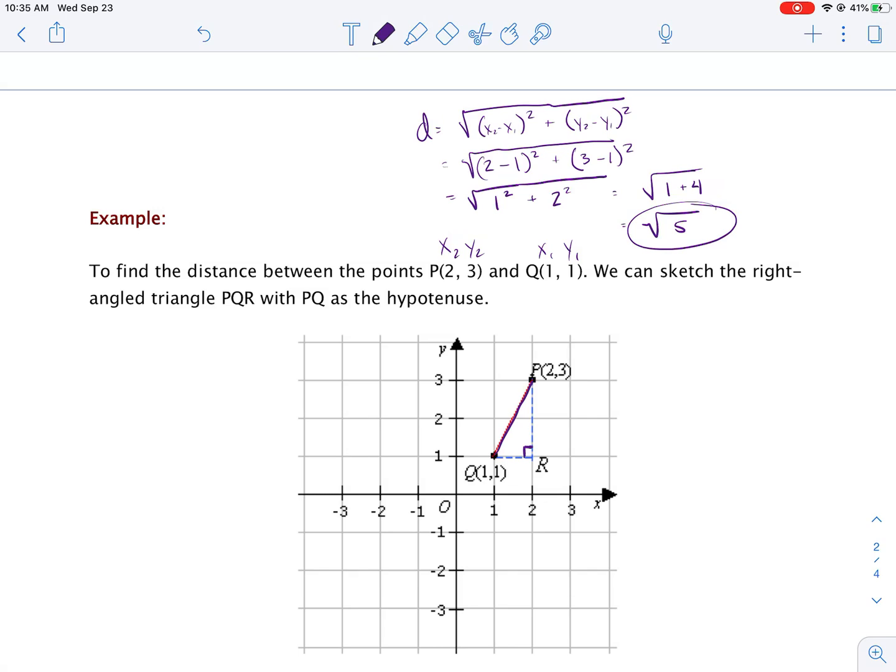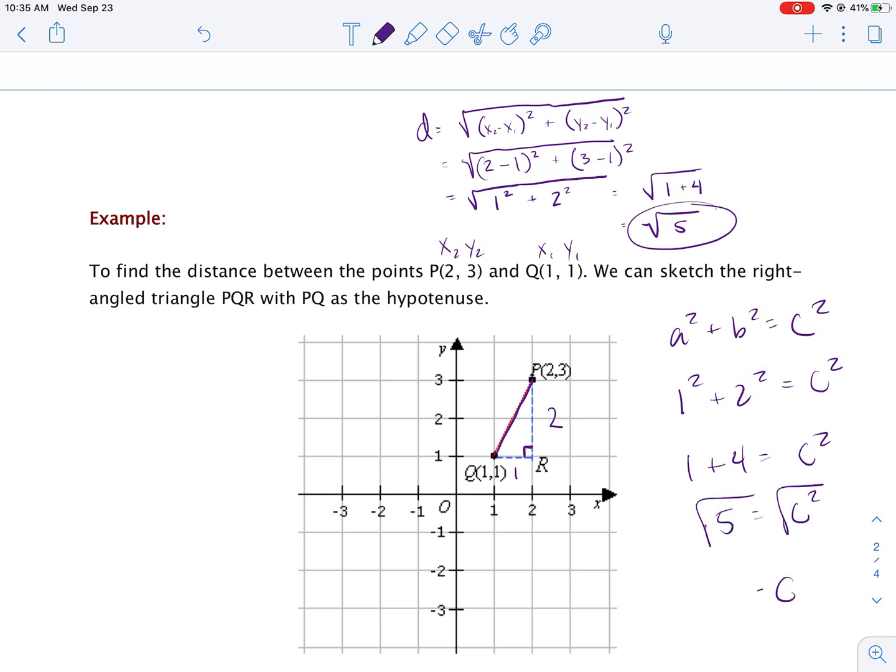So I would say that looks about right. Okay, this was 1 unit. This is 2 units. Right, and so if you go back to a squared plus b squared equals c squared, we got 1 squared plus 2 squared equals c squared. 1 plus 4 equals c squared, so we get 5. Take the square root. And again, you're still getting square root of 5 for your answer.